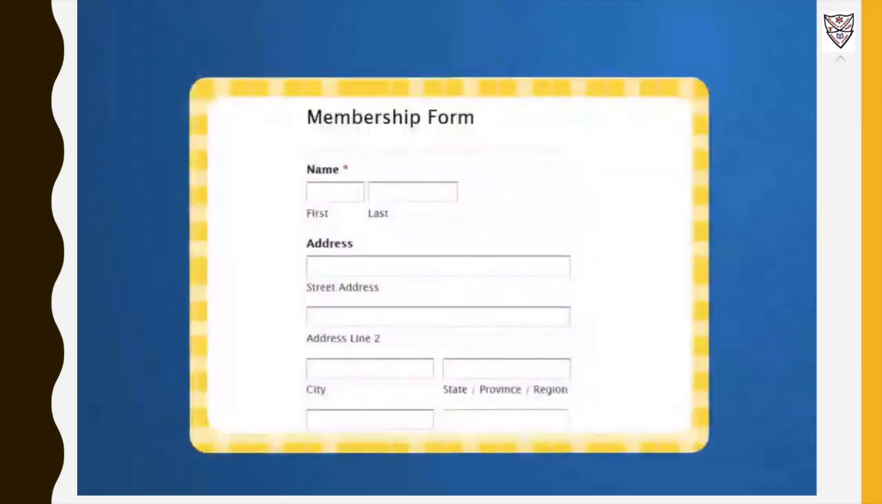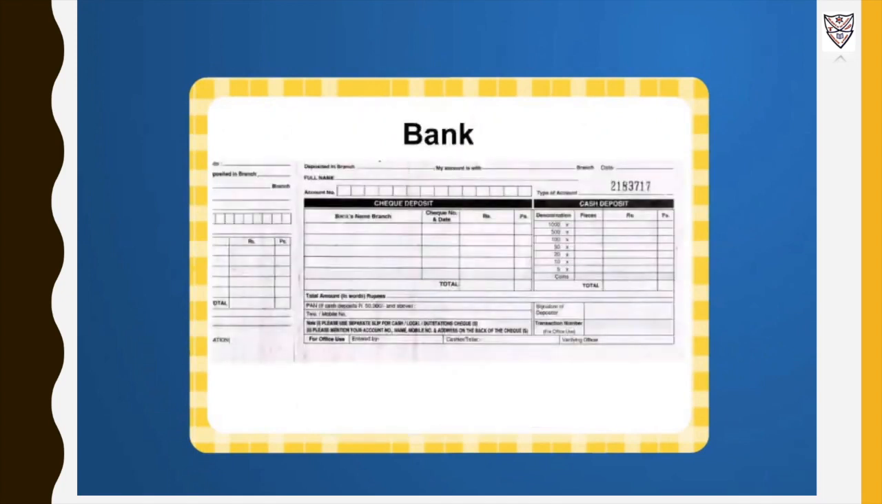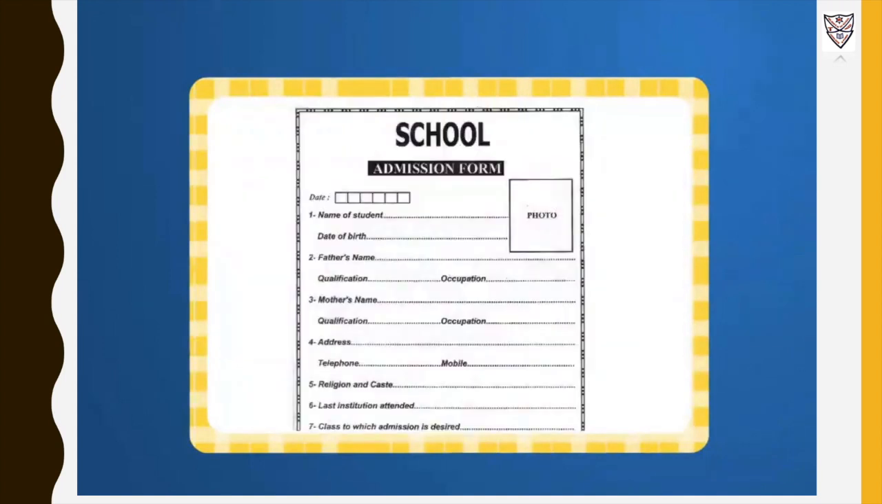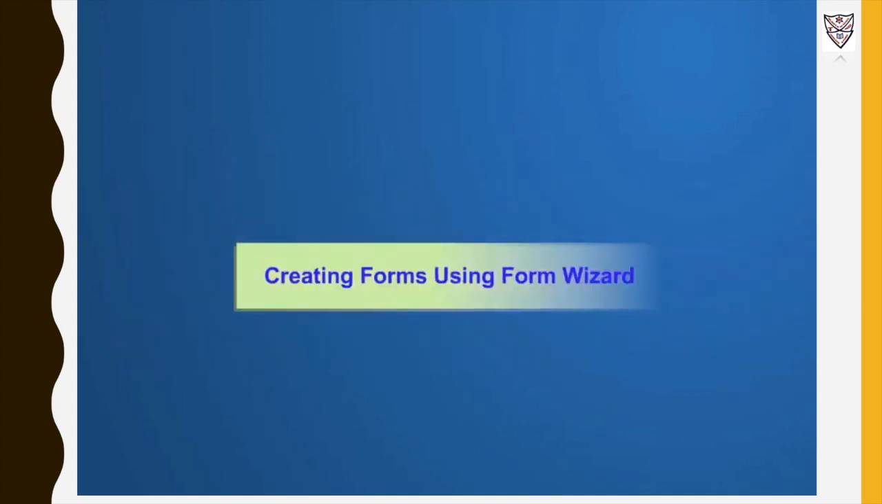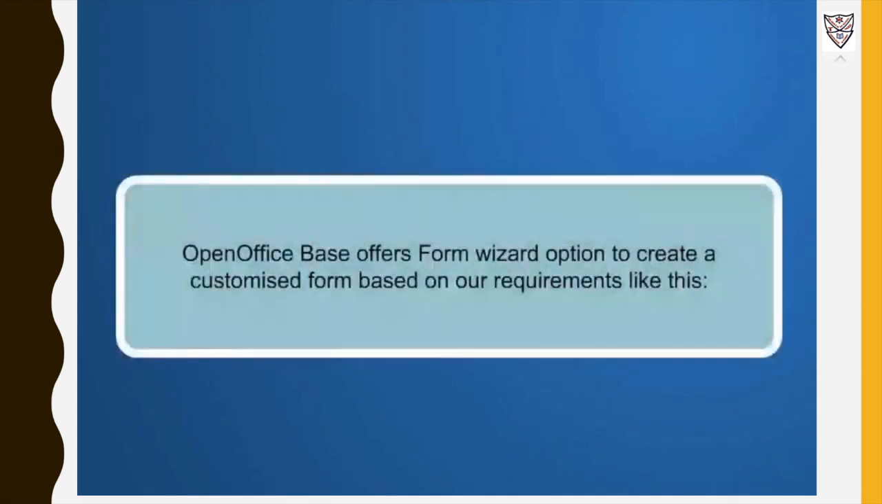To understand forms, let's use an example. Here you can see a membership form, a form from the bank, and a school admission form. Once you have created the tables, you can design different types of forms on that table as per your need or convenience and then use them to enter, modify, or search the information.